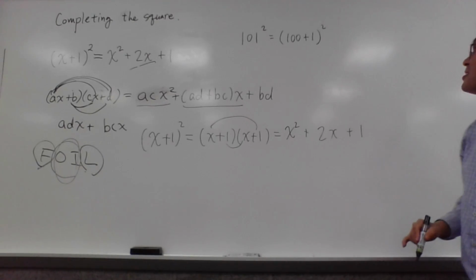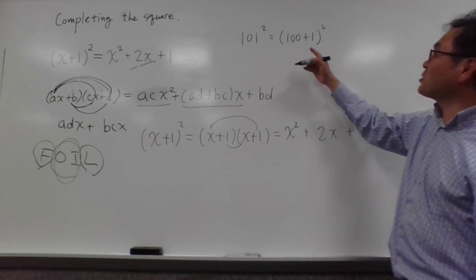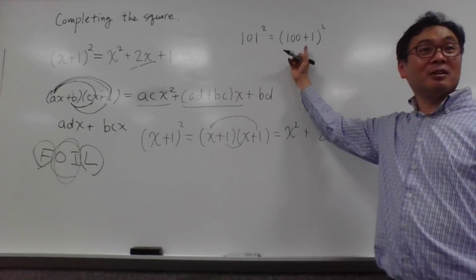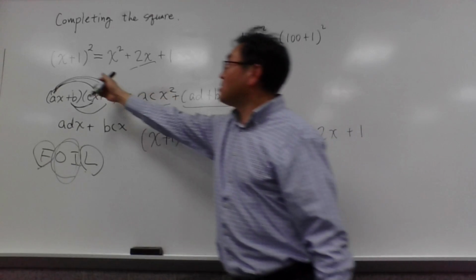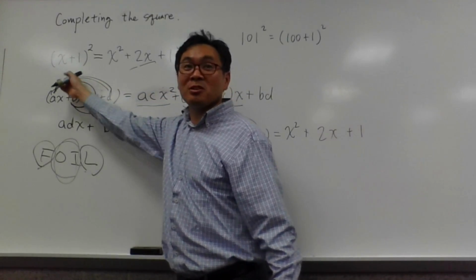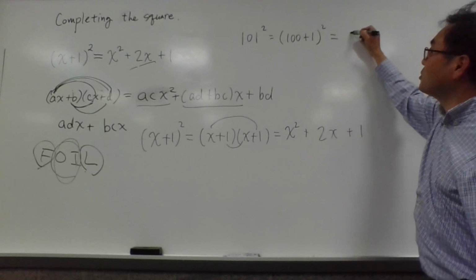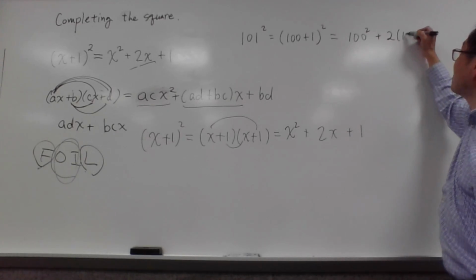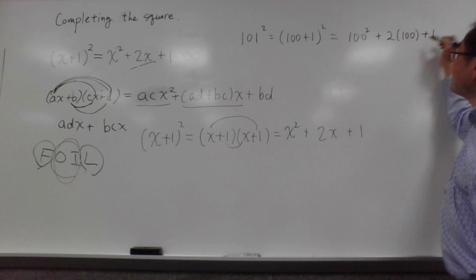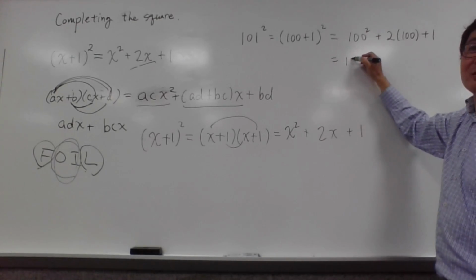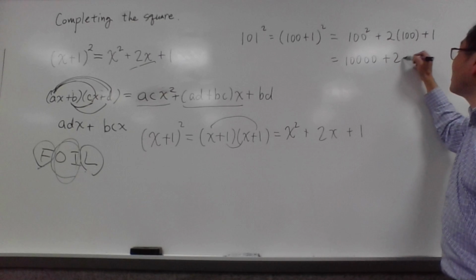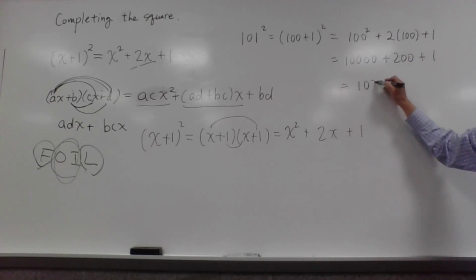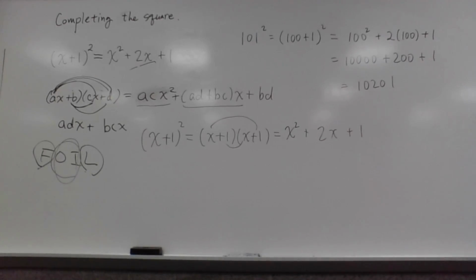1,102. Sorry, none of them are right. Okay, so what you're going to do is you're going to say 101 is the same as 100 plus 1. Isn't that right? And then look at this, we just learned how to do this one, right? So according to this identity, what is this equal to? 100 squared plus 2 times 100 plus 1, which is 10,200 plus 1, which is 10,201. You get that?